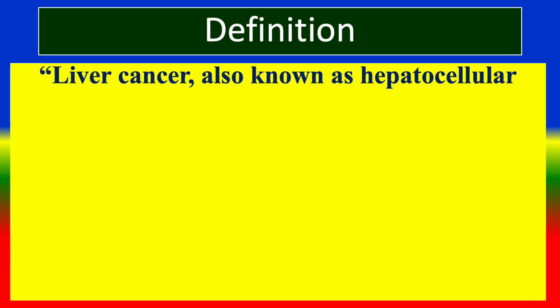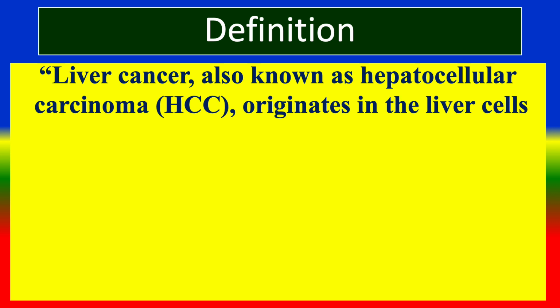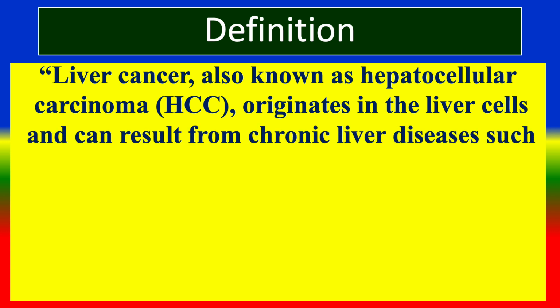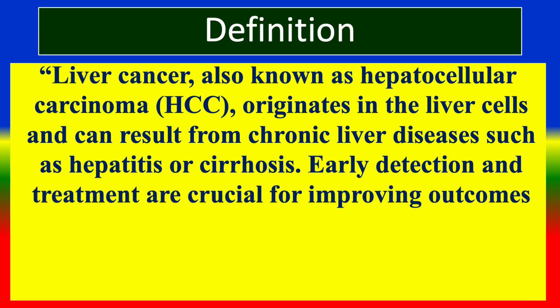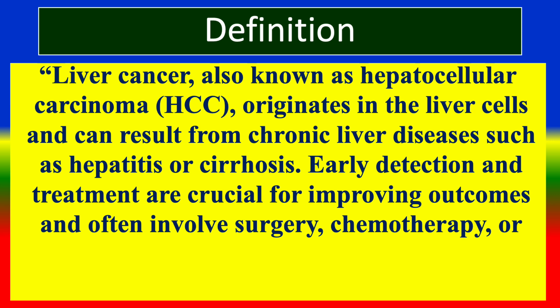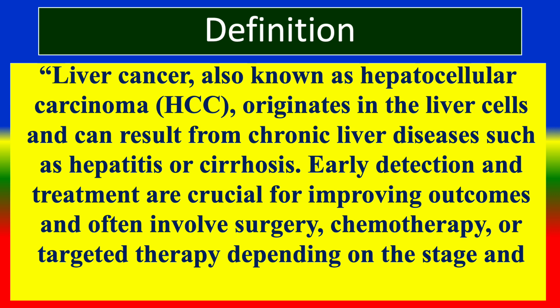Definition. Liver cancer, also known as hepatocellular carcinoma, originates in the liver cells and can result from chronic liver diseases such as hepatitis or cirrhosis. Early detection and treatment are crucial for improving outcomes and often involve surgery, chemotherapy, or targeted therapy depending on the stage and health of the liver.